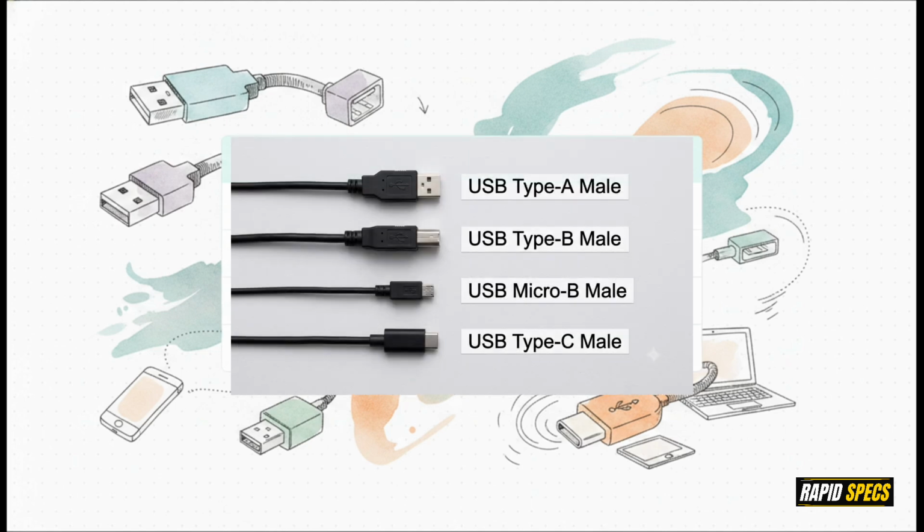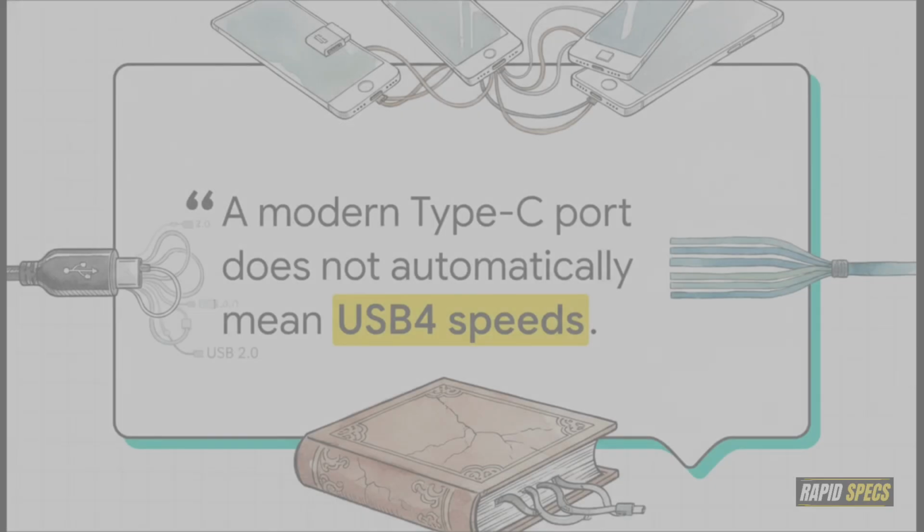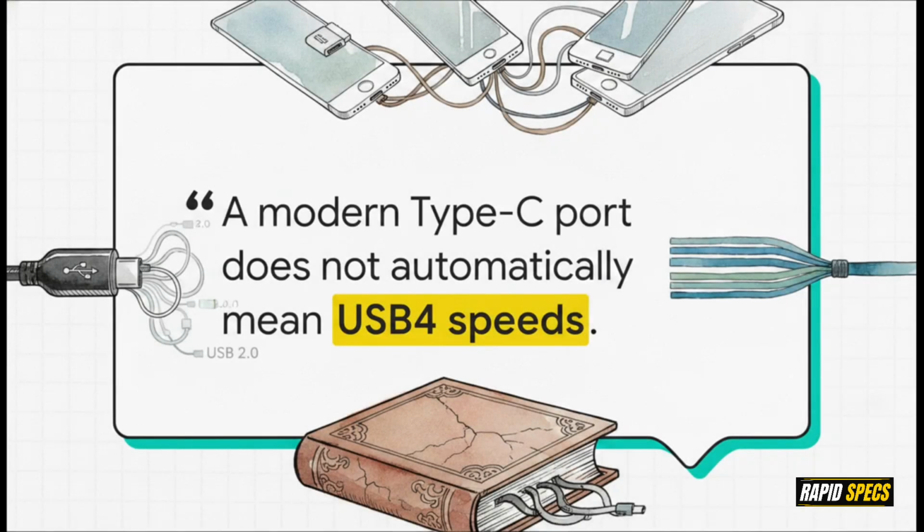Type A is that classic big rectangle on old PCs. Type B is the chunky square one on printers. Micro USB dominated older Android phones, and Type C is that modern reversible oval we all use today. Remember this golden rule. You can't judge a book by its cover, and you certainly cannot judge a USB cable by its shape. Many cheap phones and devices out there will slap a fancy, modern Type-C shape on the outside of their product, but on the inside, they still wire it for painfully slow, 2-decades-old USB 2.0 speeds. It's a total bait and switch.